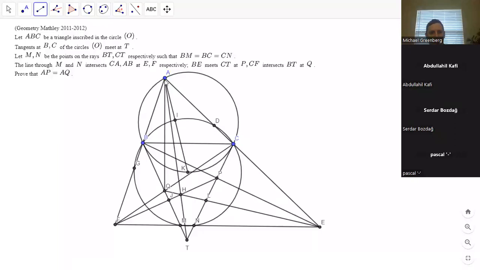AP and AQ are isogonal. And we just have to show that they're equal. So that's also the same as trying to show KP equals KQ or IP equals IQ.